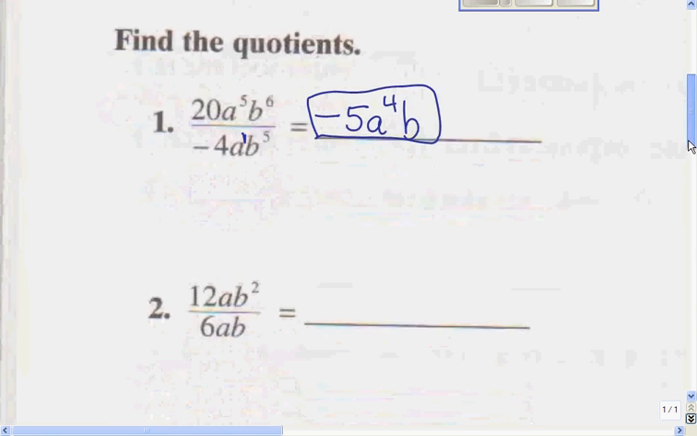Okay, let's go to the next one. Let's look at our signs. Our signs are the same, so we know that our answer is going to be positive. So we're not even going to write any sign here. It's positive. Then I ask myself, what's 12 divided by 6? Well, to find the answer, the way I do it is I ask myself, what times 6 equals 12? 2 times 6 equals 12. So I'm going to put a 2 here. That's my answer, because 12 divided by 6 is 2.